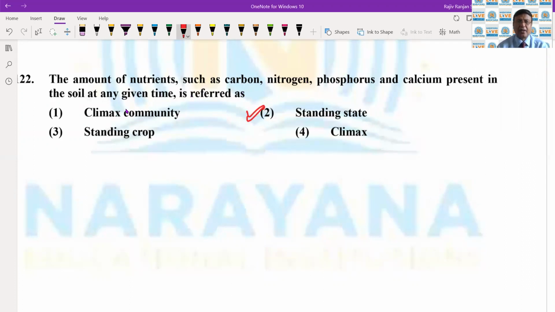Climax community is a final community, a final group of population that lives when the ecological succession reaches its final stage, and it is usually a forest. A standing crop is the total biomass that is present in an ecosystem at a given time. And climax is actually the last stage of ecological succession. So here the correct option is a standing state.